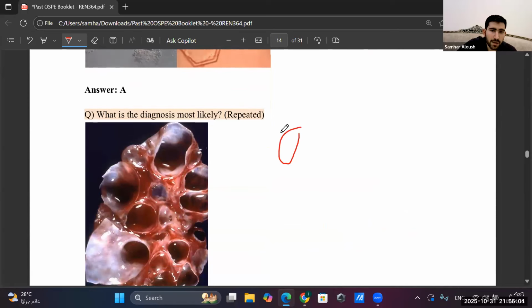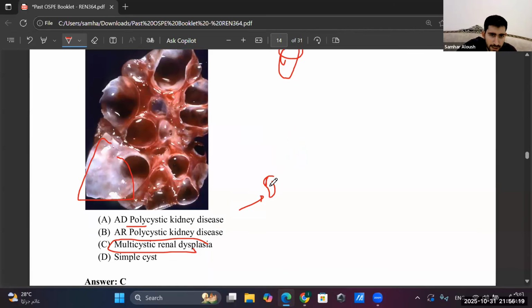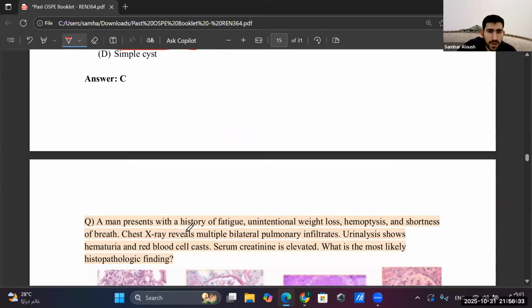What's the diagnosis? This one. We said if we have a kidney full of cysts that we can't even tell is a kidney, and it has cartilage, that's definitely what's called multicystic renal dysplasia. In autosomal dominant, we will have a cystic kidney that we can still tell is a kidney, and a cystic liver. In autosomal recessive, we will have only inner cysts, so there are no cysts on the outside. Here there are multiple cysts on the outside, and cartilage. Multicystic renal dysplasia, definitely.